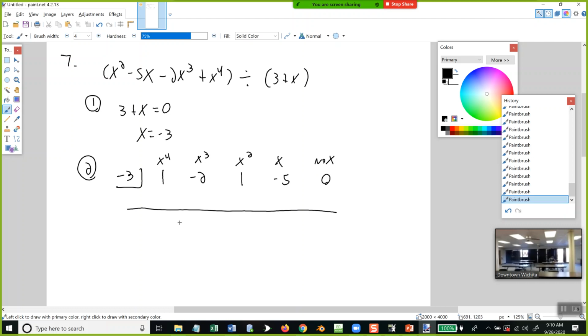Now add and multiply over and over. 1 plus nothing's 1. Multiply. Negative 3 times 1 is negative 3. Add. Negative 2, negative 3 is negative 5. Multiply, add, multiply, add, multiply, add.